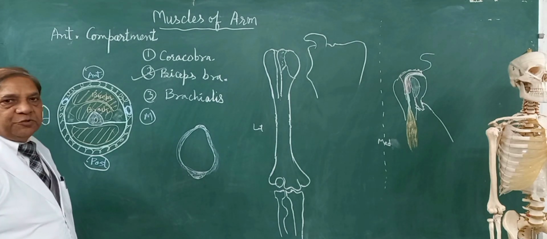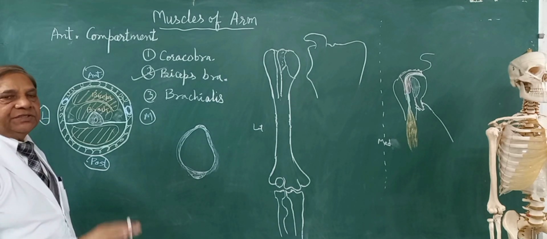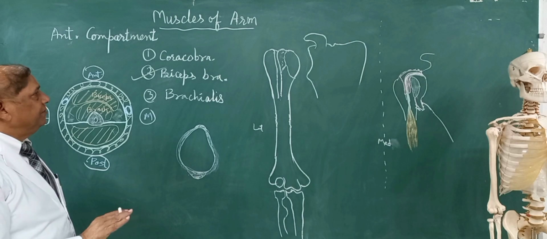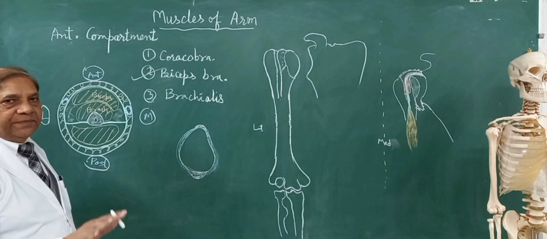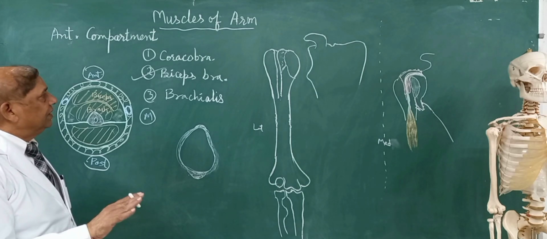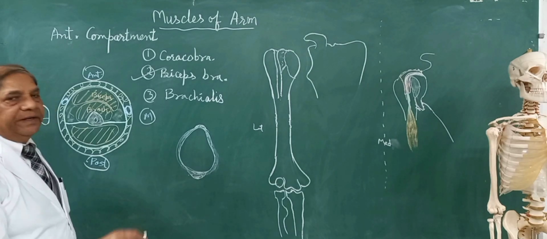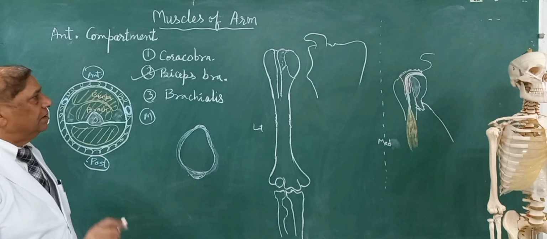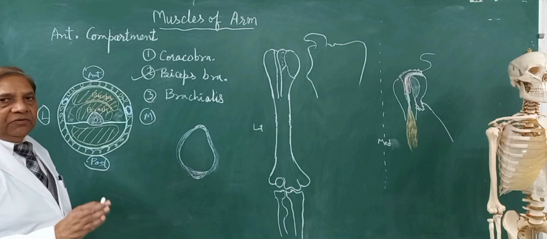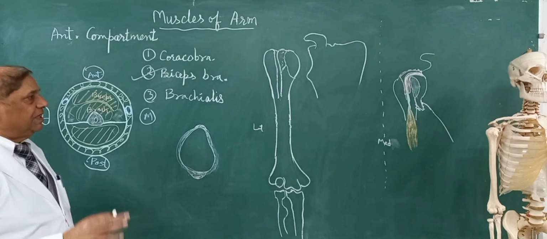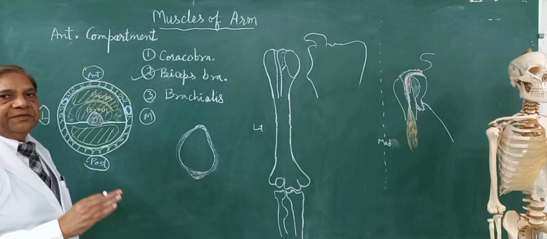Now the biceps brachii, as the name suggests, biceps. Bi means two. It means this muscle has two ceps. Ceps means head. So there are two heads, which are called the short head and the long head of the biceps muscle. We will learn about the origin, insertion, nerve supply and action of the biceps brachii.